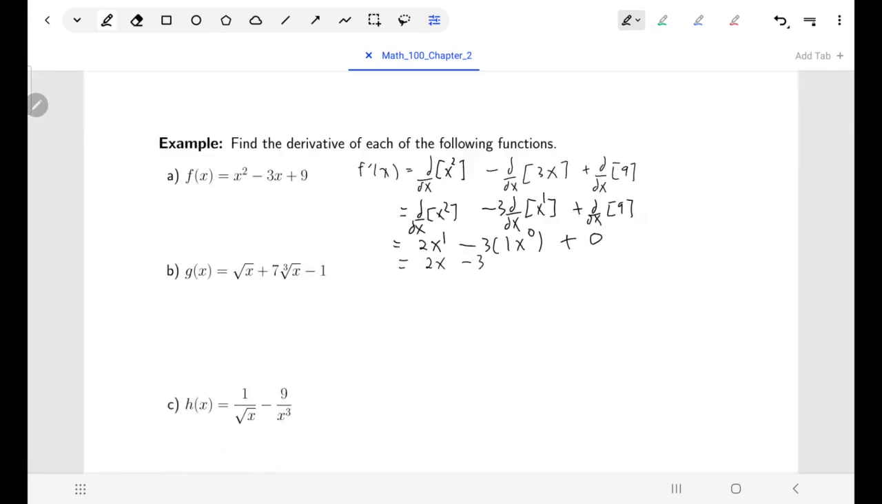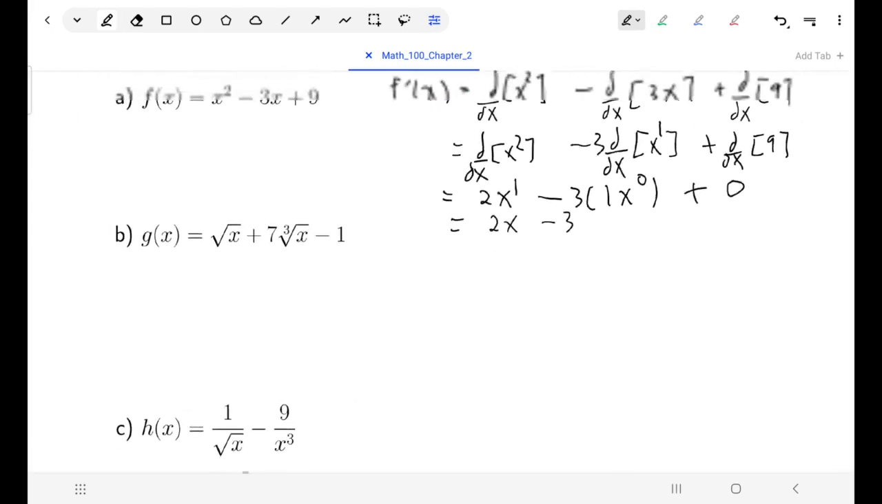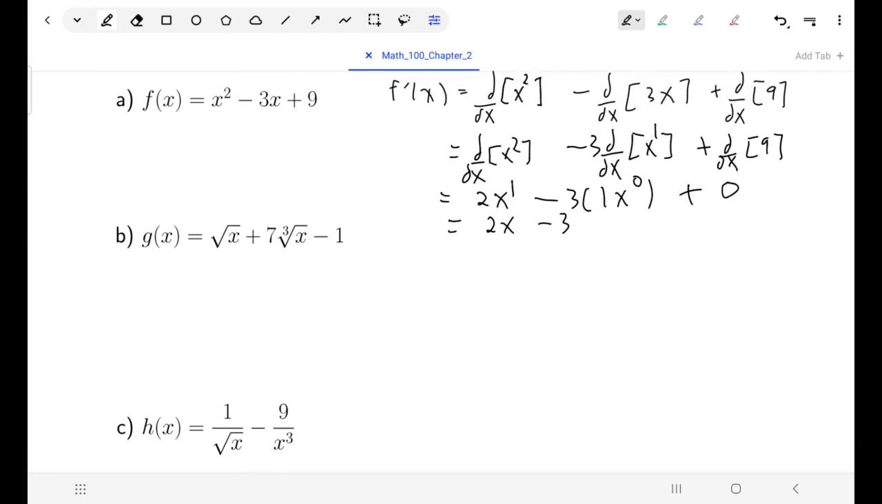One thing to notice here is how much less effort this takes than using the limit definition. Once we get used to using the power rule, the sum and difference rule, and the constant multiple rule, we won't have to do all the writing. And in fact, I'm going to do a lot less writing for the next few examples. Sometimes you may have to do a little bit of thinking first before you find your derivative.